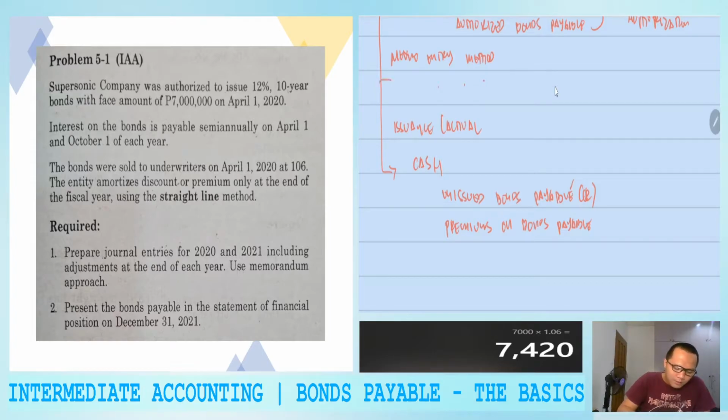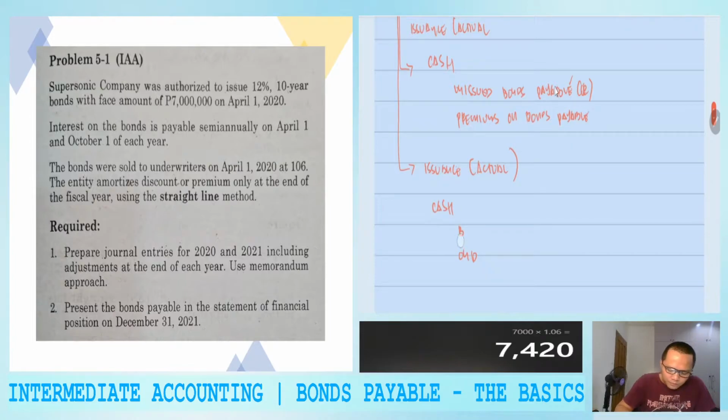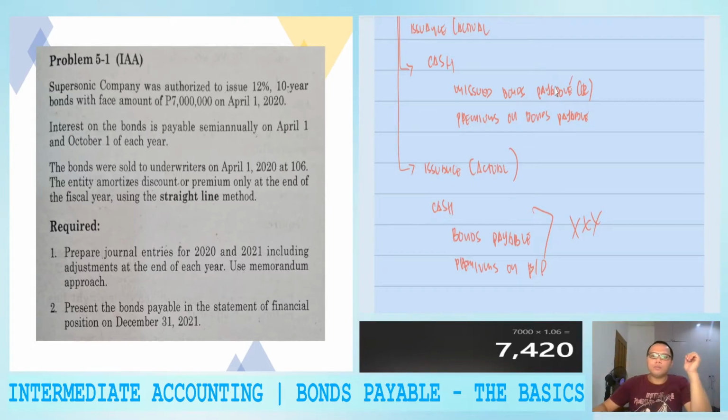Ngayon, pag memo entry tayo, issuance, actual, debit cash, yung normal entry natin, credit bonds payable, then credit premiums on bonds. So that is basically the distinction between the two, no? Pag memo at journal entry method.